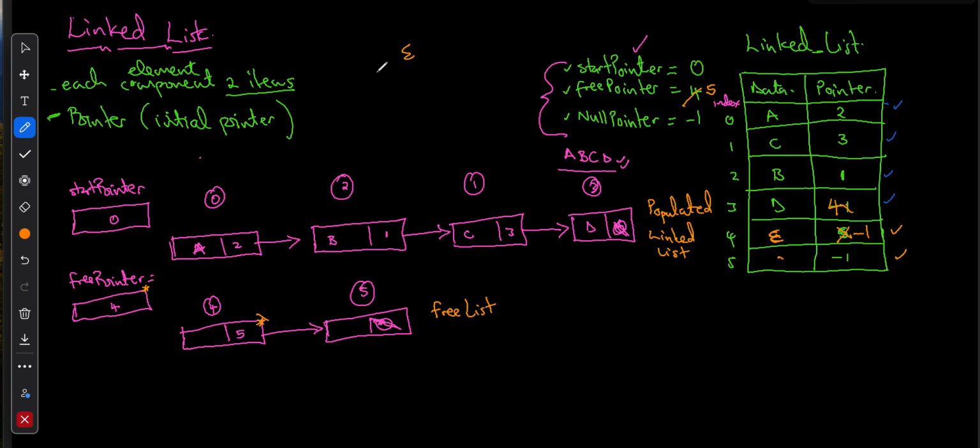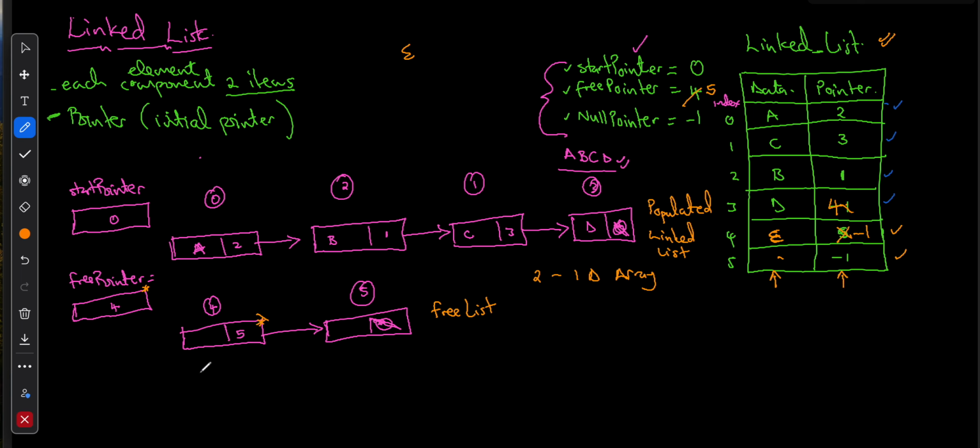So the last part that I need to mention as far as this video is concerned is how to implement a linked list. When I want to implement a linked list, I can implement it using two 1D arrays: one array of the data and the other array of the pointers.